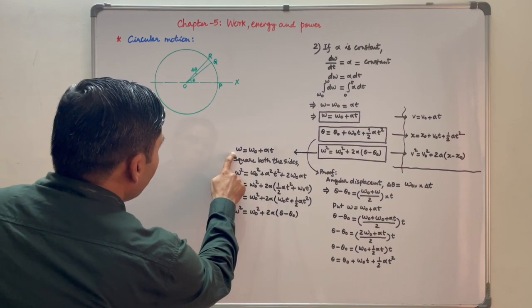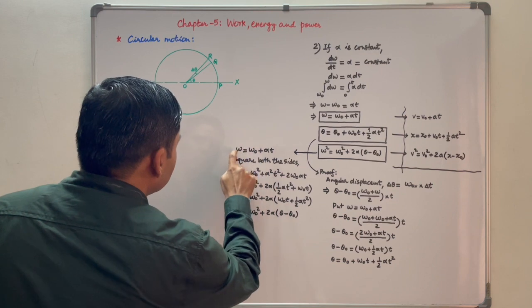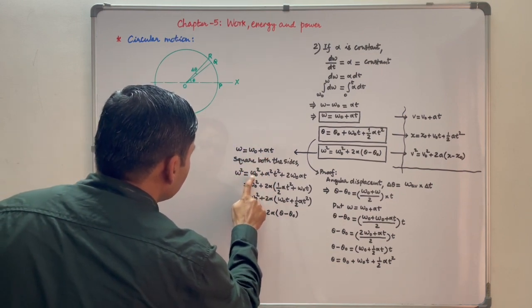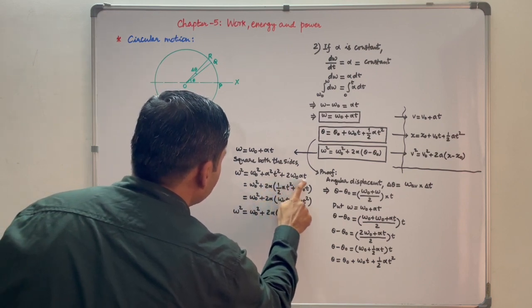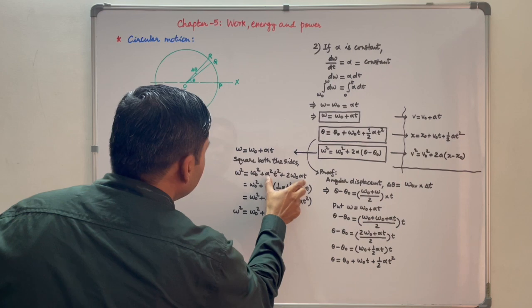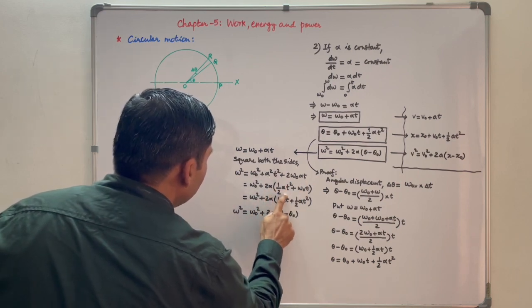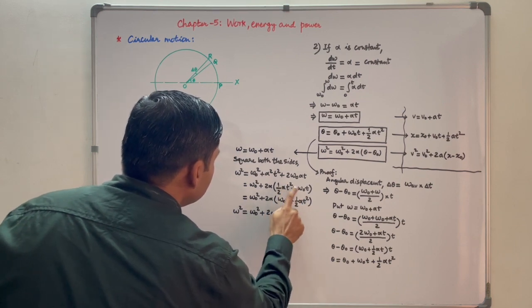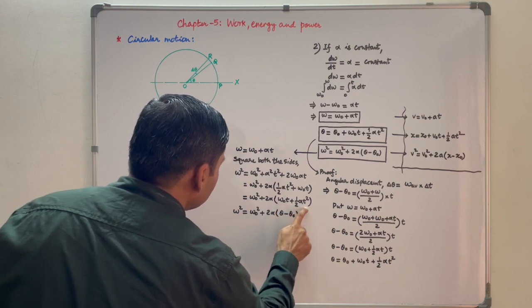First equation is omega is equal to omega 0 plus alpha t. Square both sides of the equation. So we get omega square is equal to omega 0 square plus alpha square t square plus 2 omega 0 alpha t. Take 2 alpha common in these two terms. So we get 2 alpha into, inside the bracket, 1 by 2 alpha t square plus omega 0 t. Rearrange the terms, we get omega 0 t plus 1 by 2 alpha t square.